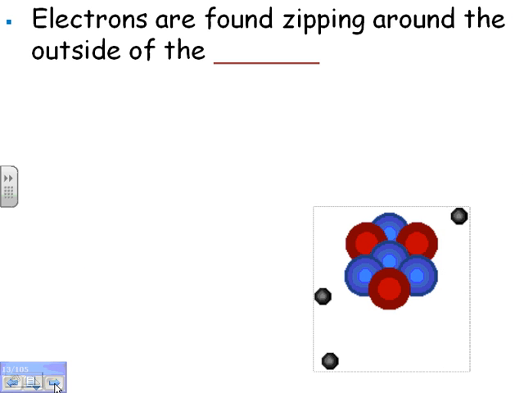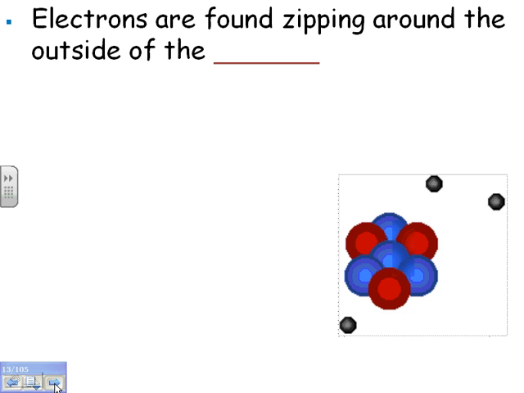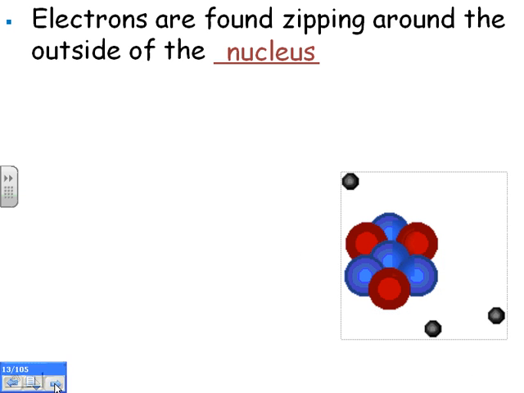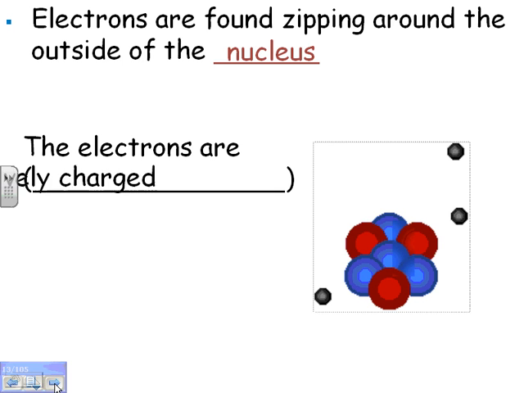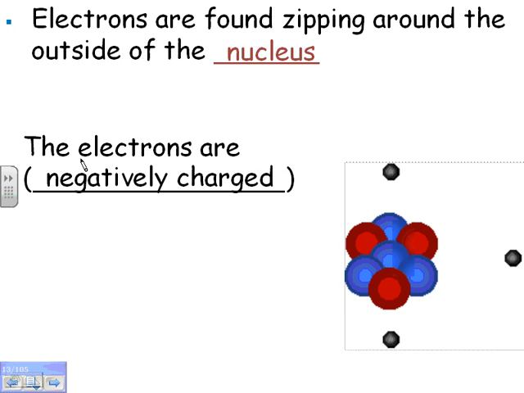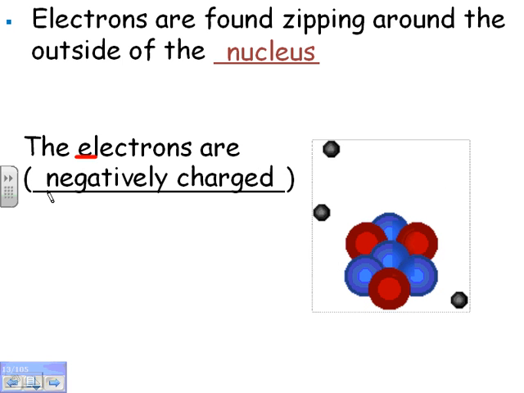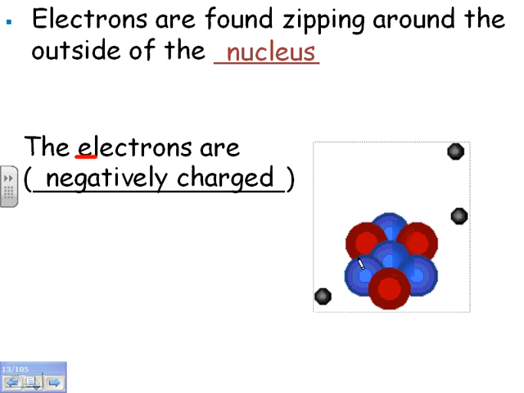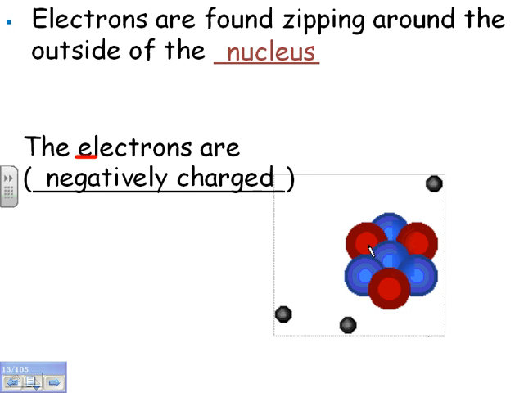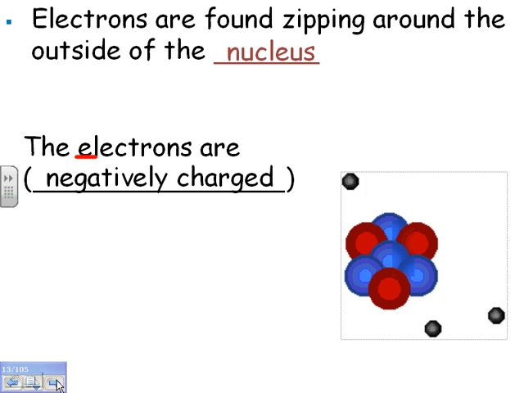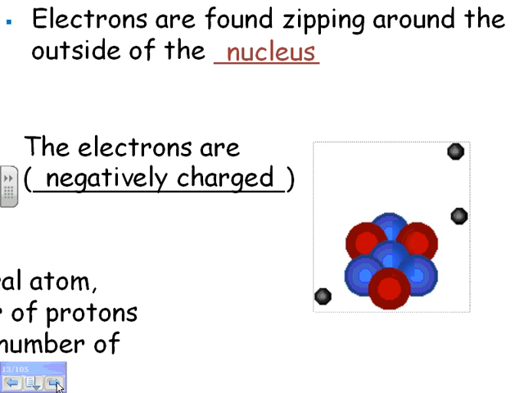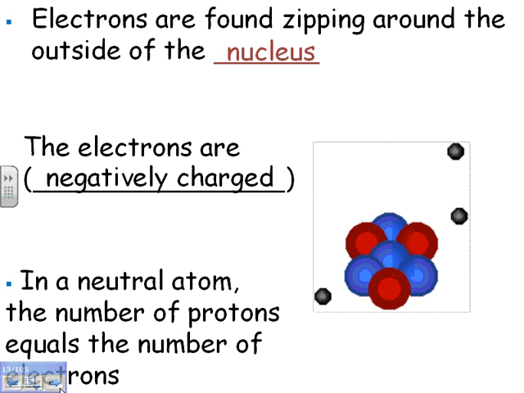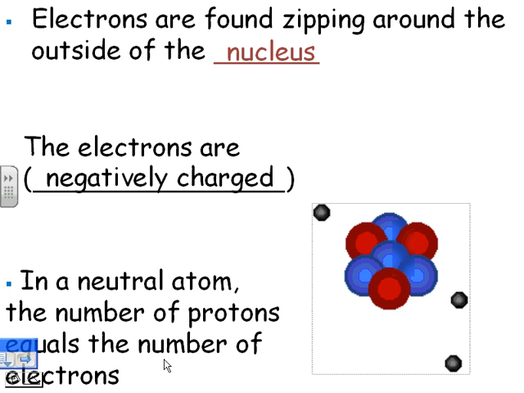I wish electrons started with an N also. So electrons are found zipping around the outside of the nucleus. And what you need to know about that is that they are negatively charged. I wish this started with a different letter, but it doesn't. So anyway, you have to memorize that electrons are negatively charged. They balance out the protons inside that are positively charged. So in a neutral atom, the number of protons equals the number of electrons.